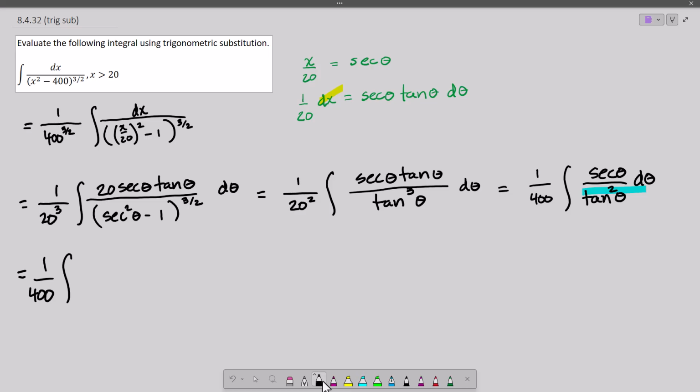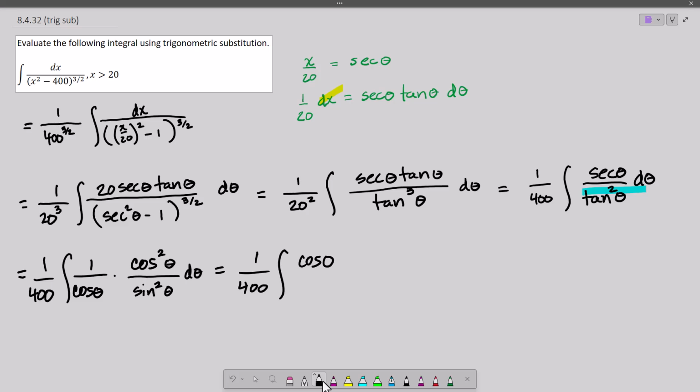So we are going to convert to sines and cosines. Secant is 1 over cosine. Tangent is sine over cosine, and then we have to flip it, so we're going to end up with cosine squared over sine squared. One of the cosines will cancel, giving us cosine of theta over sine squared of theta, d theta. And now we are poised to use u substitution.